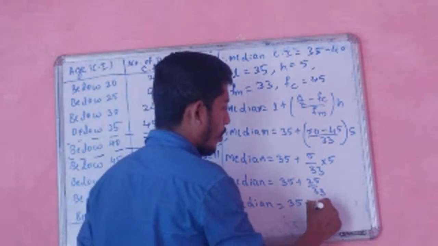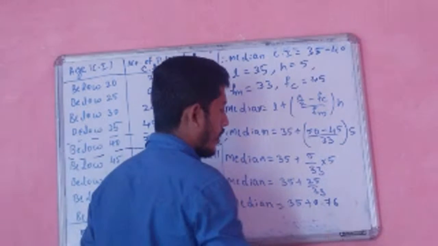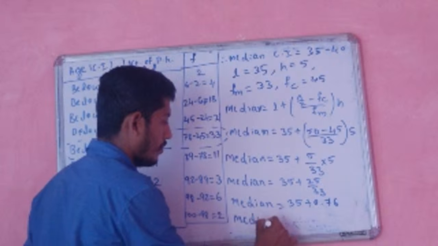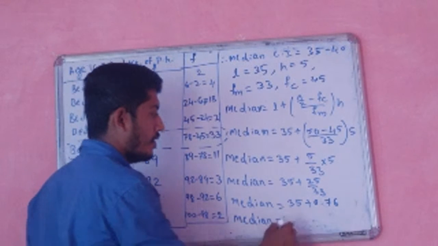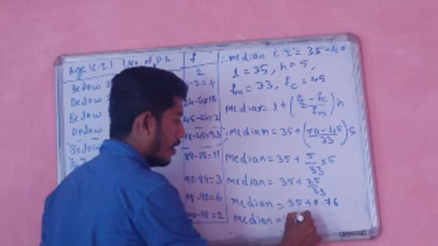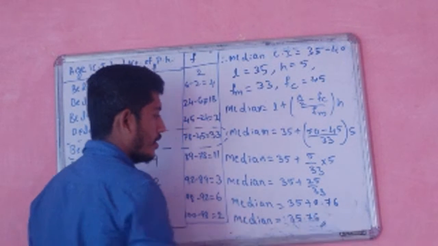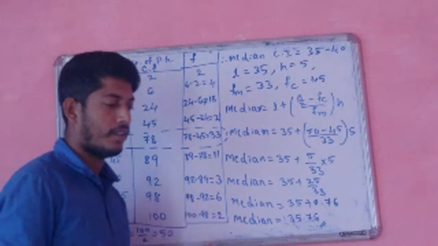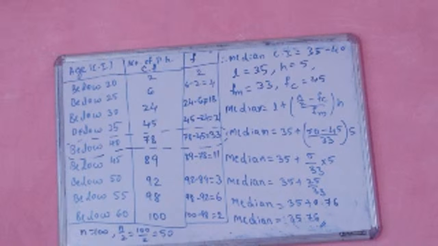Okay, it gives 0.7576. So therefore the median equals 35 plus 0.76, which gives 35.76 as the answer. Therefore the median of the class interval is 35.76. Just look at the steps. Okay, so we have to follow the same steps to solve the problems.